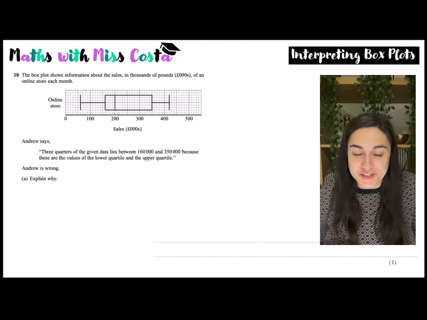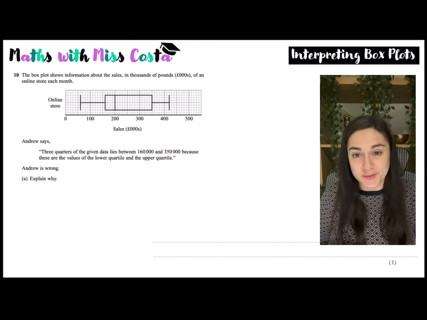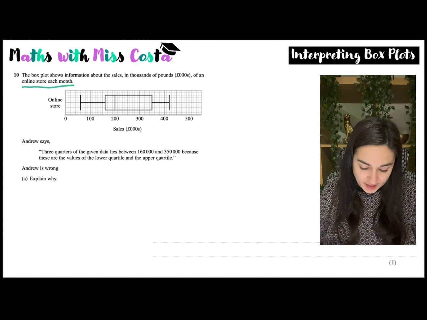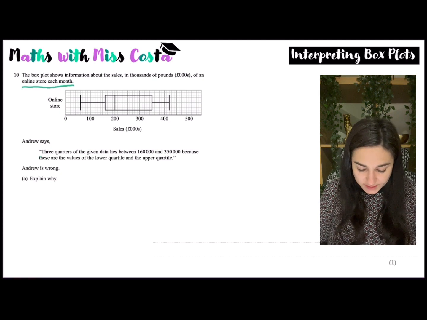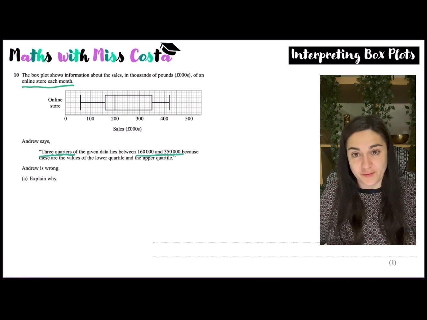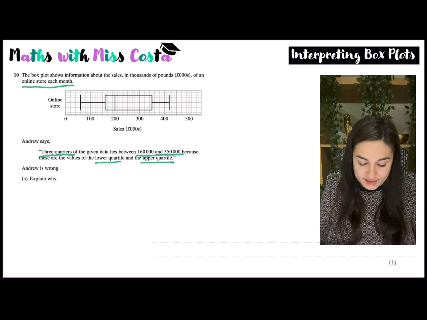So in this question, I am told that the box plot shows information about the sales in thousands of pounds of an online store each month. Andrew says 3/4 of the given data lies between 160,000 and 350,000 because these are the values of the lower quartile and the upper quartile. So let's see what he's saying.